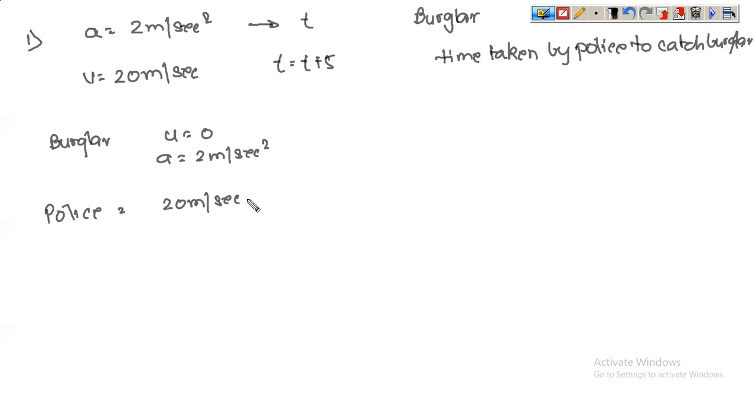The distance traveled by the police will be s equal to vt. So this is 20 into t.